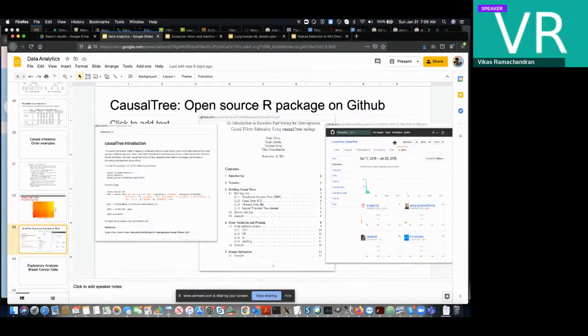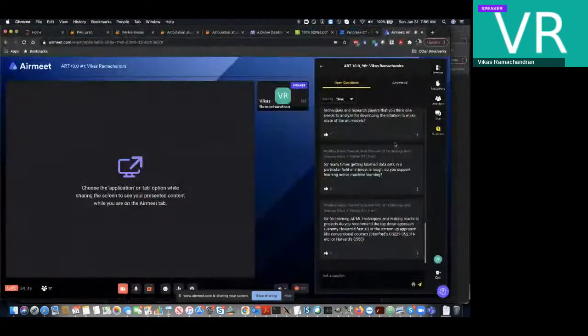If you're interested, you can look up Causal Tree on GitHub. It's an open source package to which I contributed as well. I know I went through a lot of stuff, so I'll pause here and take any questions.